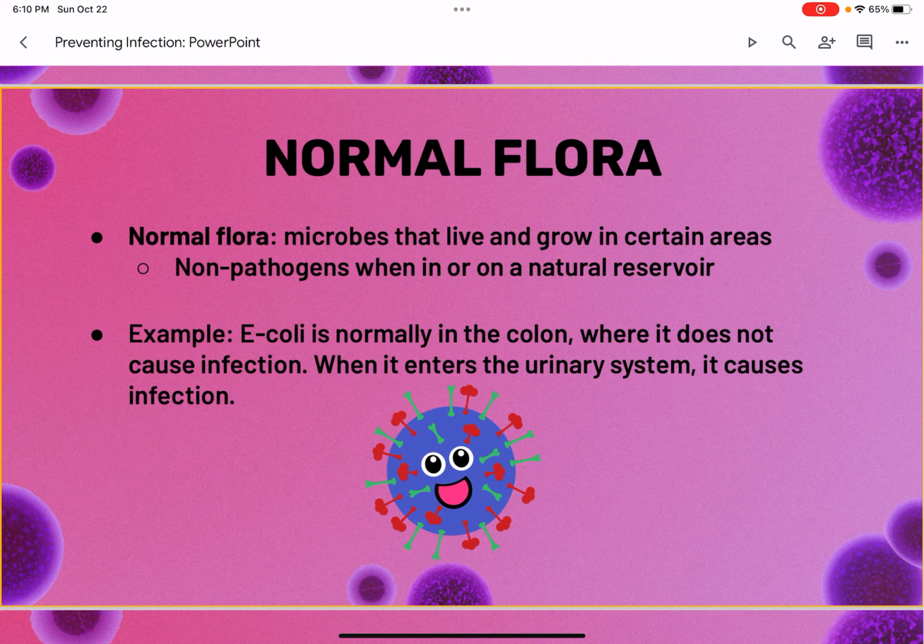Normal flora refers to microbes that live and grow in certain areas. They are non-pathogens when in or on a natural reservoir. For example, E. coli is normally in the colon where it does not cause infection. When it enters the urinary system, it will cause infection.